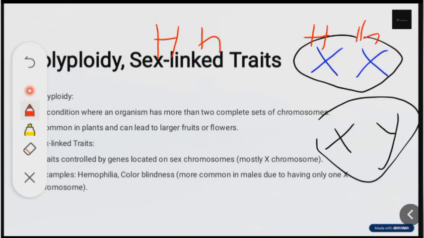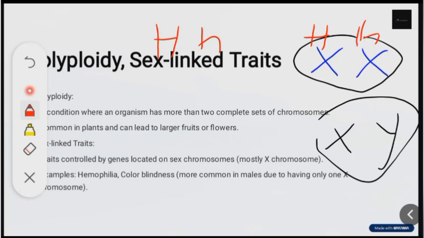I repeat, one X chromosome contains many genes, but now a gene is defective, meaning it has hemophilia. It does not have the ability to clot blood. The other gene is normal. This gene that is normal will continue to produce clotting factors that allow the blood to clot. So in females, you will not experience things like hemophilia that easily.